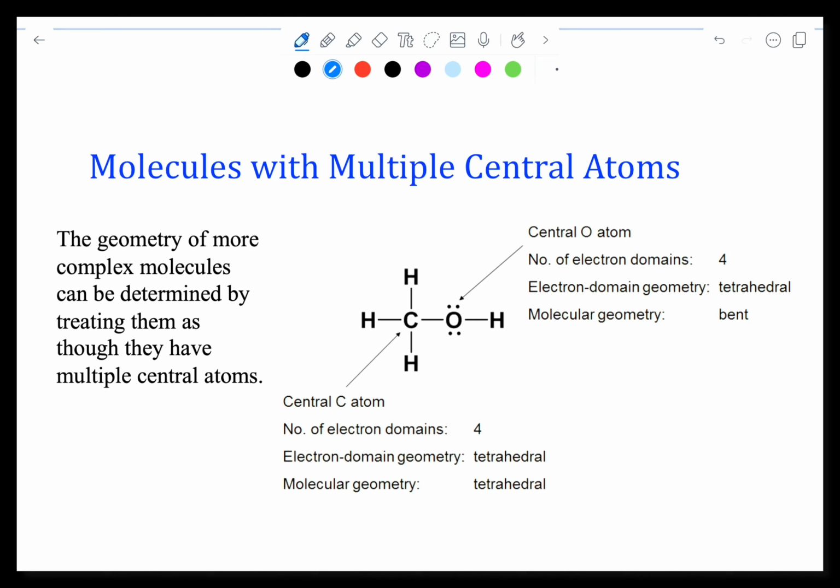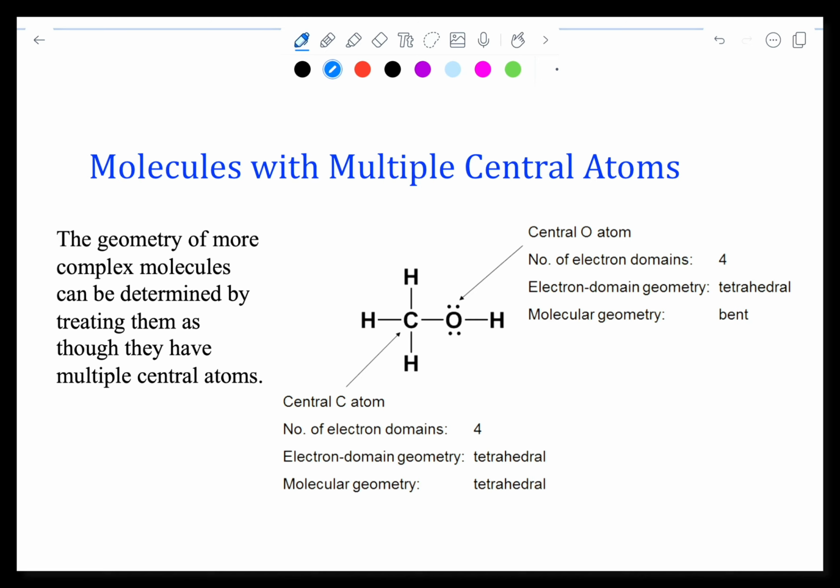Okay, so we've been talking about all of these molecules with a central atom, but we know that in our natural world, not every molecule has one atom in the center with 4 atoms coming off of it. It's never that simple. So we need to talk about our molecular shapes when we have molecules with multiple central atoms. So when I have 2 or more central atoms, how do we determine the shape of those central atoms? The geometry of more complex molecules can be determined by treating them as though they have multiple central atoms.